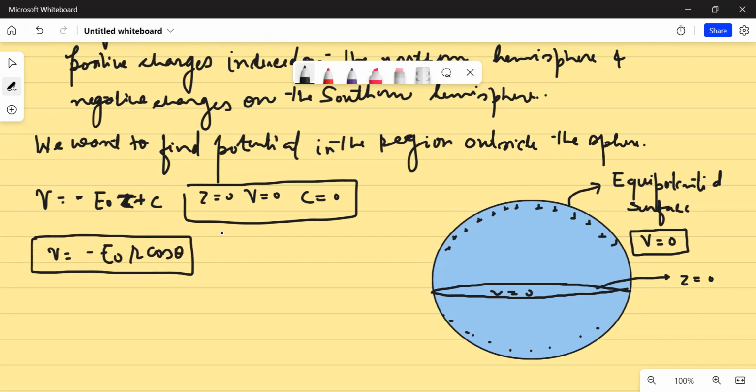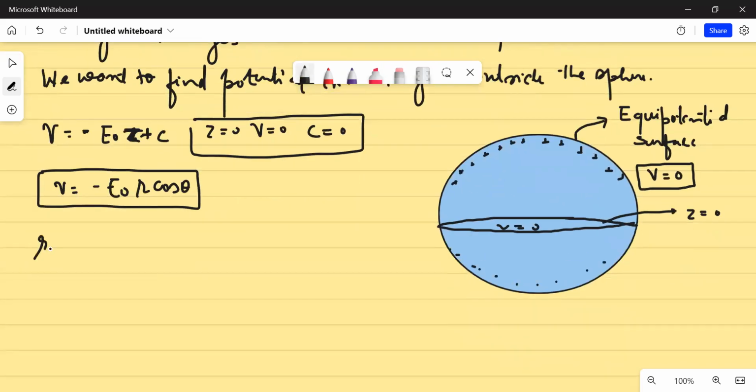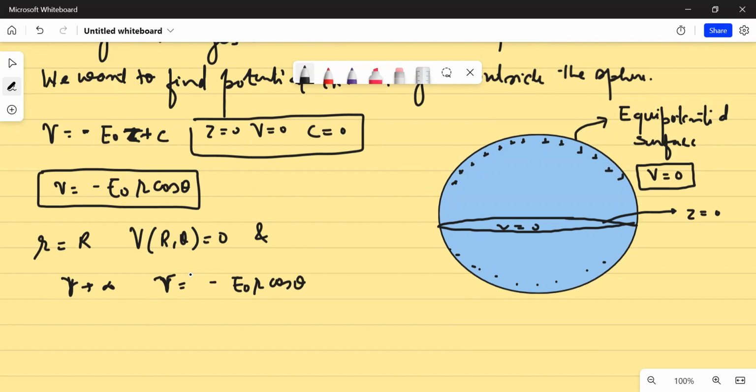Now there are two boundary conditions. One of the boundary conditions I have already specified: the equipotential surface has the potential 0. So at r equals capital R, our potential is 0. Another condition is that as r tends to infinity, the potential that survives is given by minus E naught r cos theta. So no longer can I say that my potential goes to 0 at infinity. You can see that the potential is still there, that is minus E naught r cos theta.